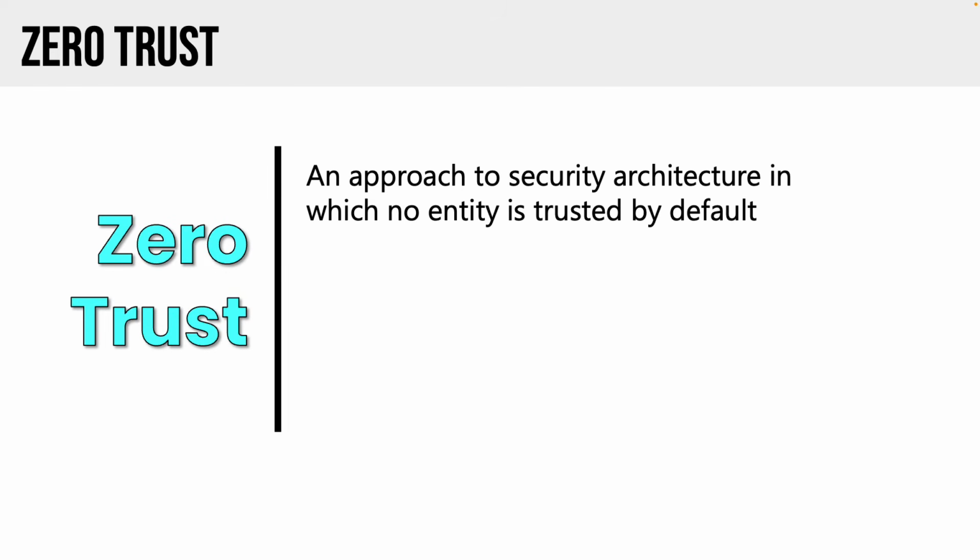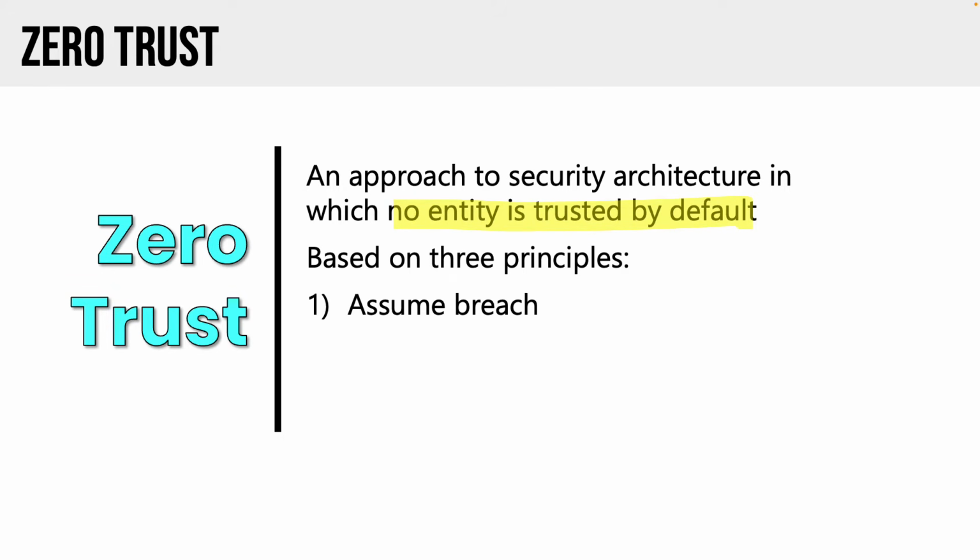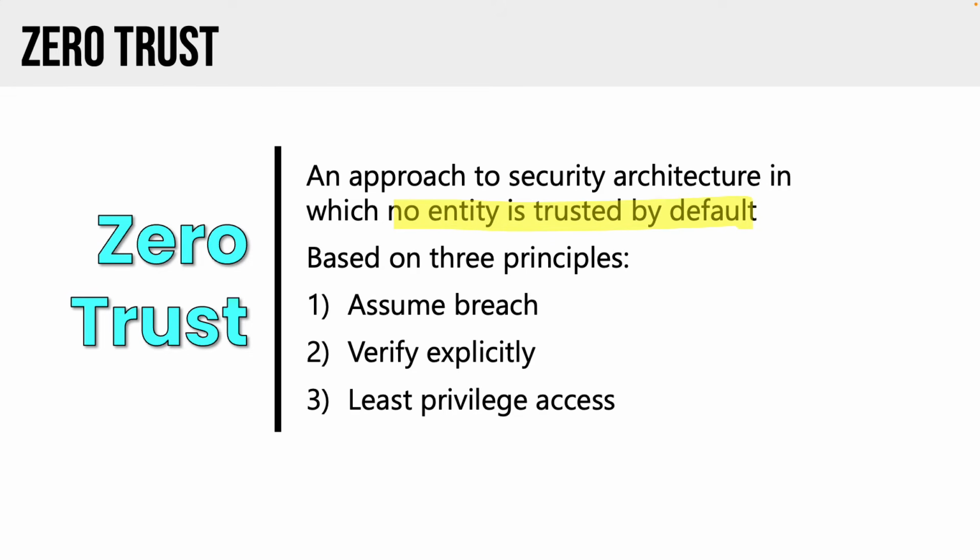Zero trust may come up in discussion. What we're talking about here is an approach to security architecture in which no entity is trusted by default. It's based on three principles: assume breach, verify explicitly both users and devices, and least privilege access.